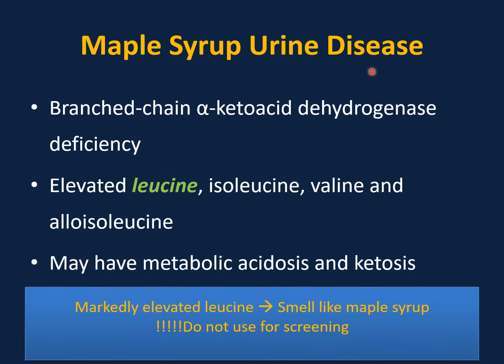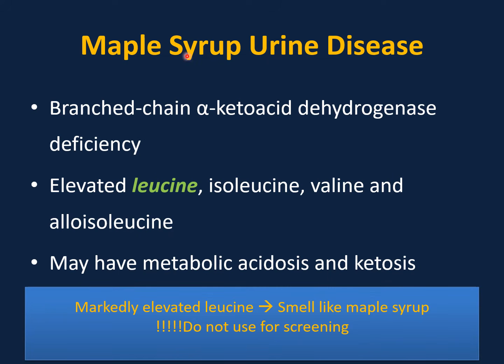Maple syrup urine disease commonly presents during the neonatal period with poor arousal and poor feeding. If it's not diagnosed or managed quickly, this infant can go to coma and death. It is because of deficiency of branched chain alpha keto acid dehydrogenase enzyme. The key word for this disease is elevated leucine, isoleucine, valine, and allo-isoleucine. Elevated allo-isoleucine is diagnostic. They may have metabolic acidosis and ketosis.